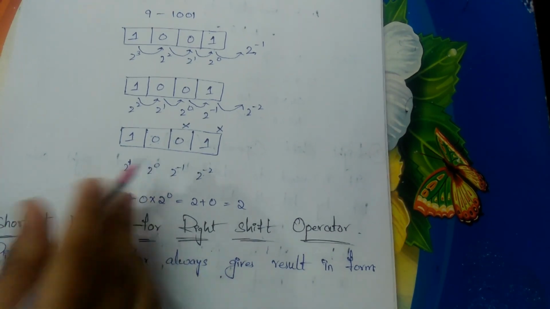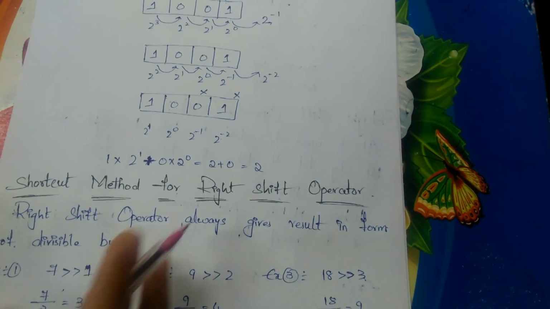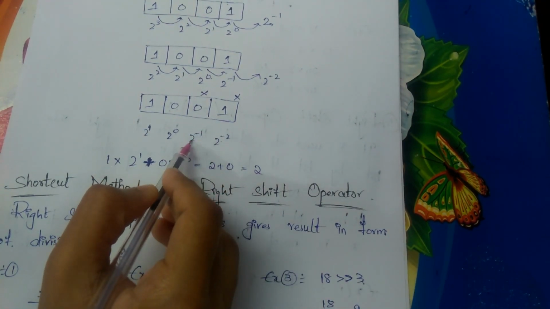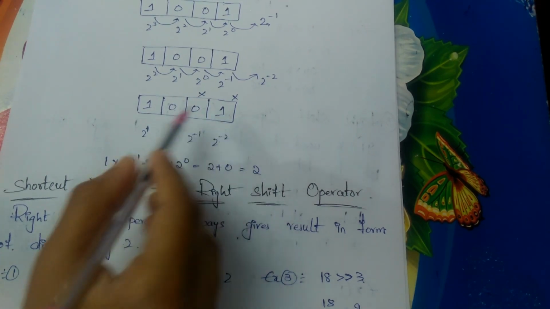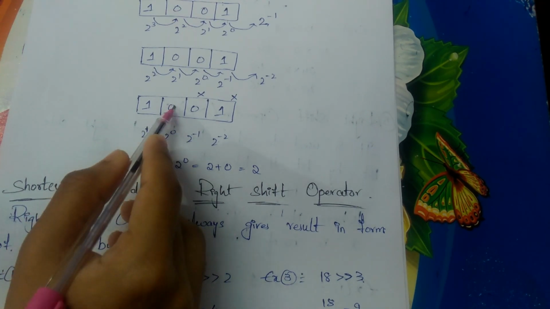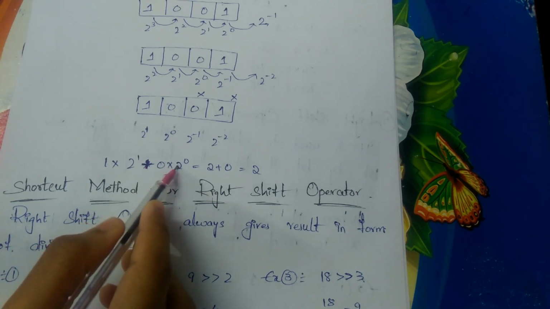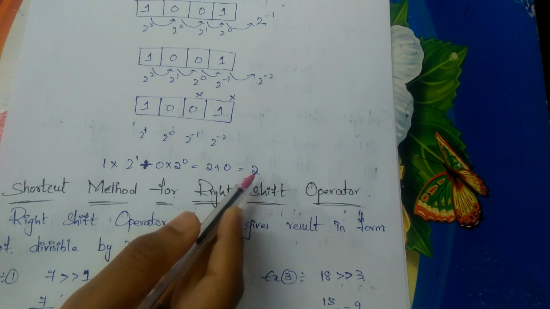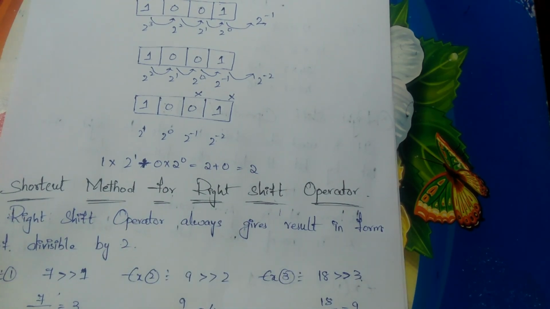Now after shifting, 2 times we shifted to the right side. So the process has completed. Now here we know that we cannot multiply with 2 power negative values, so we just delete these 2 bits. Now the leftover are 1 and 0. Now this 1 is multiplied with 2 power 1 and the 0 is multiplied with 2 power 0. So 1 into 2 power 1 plus 0 into 2 power 0 equals 2 plus 0. That value is 2. Now this is the right shift operator of 9 to the 2.